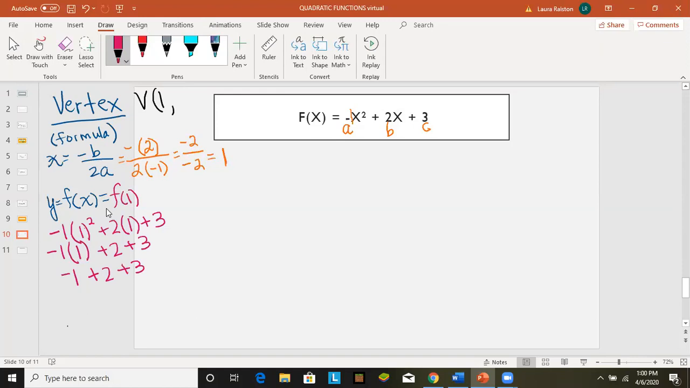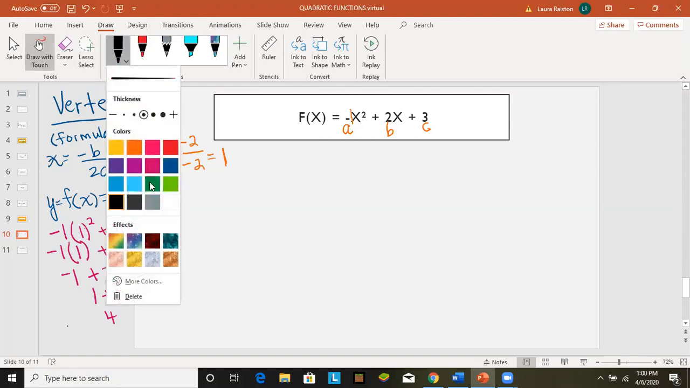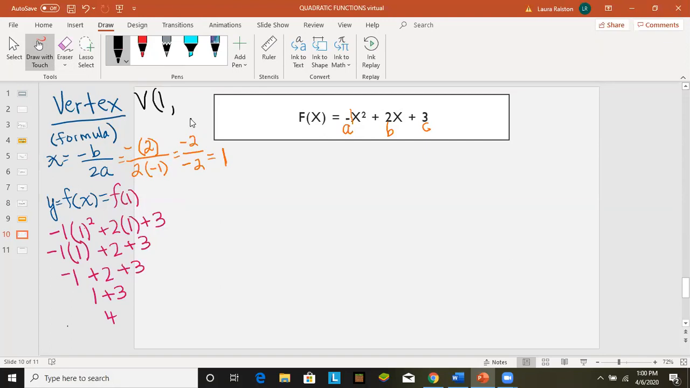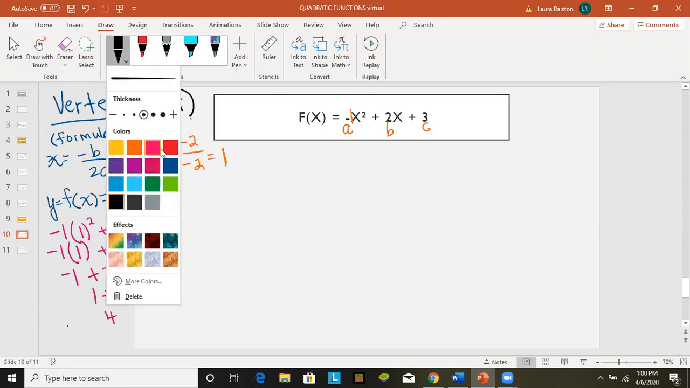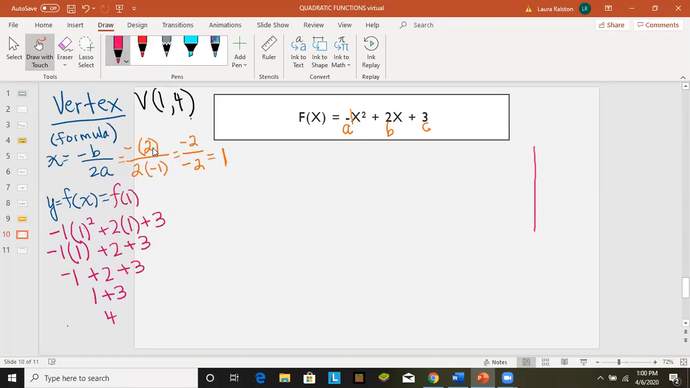Add and subtract left to right. -1 plus 2 is +1, plus 3 is 4. So the y value of my vertex is 4. So my vertex is (1, 4). I'm going to come off over here to the side, and I'm going to begin a sketch of my parabola, because I know eventually it's going to be a parabola.